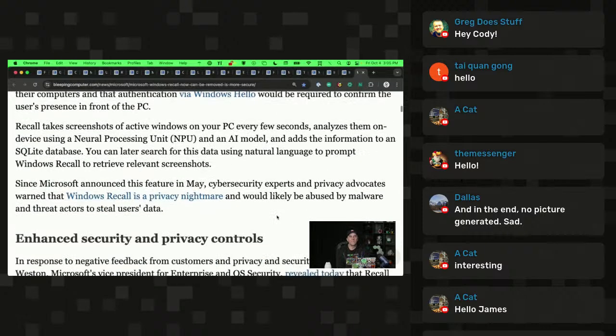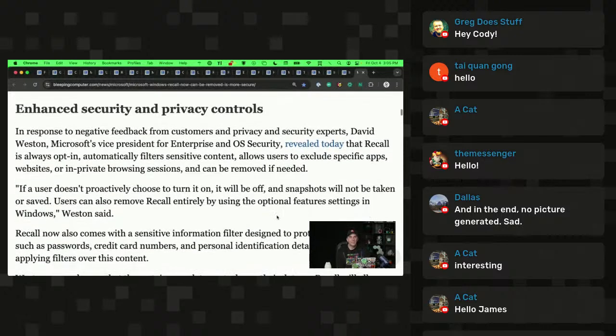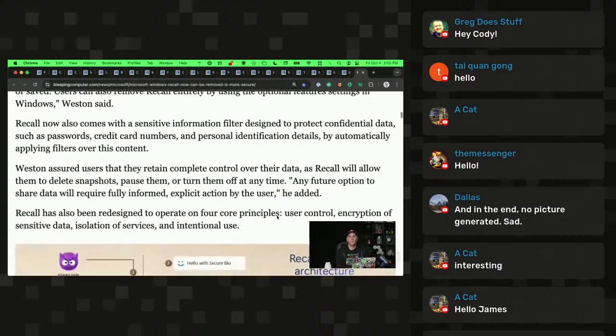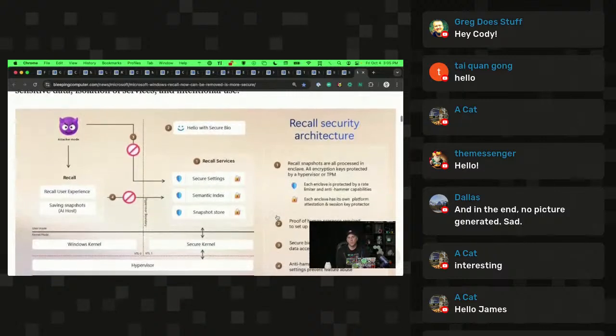They did not want the information going off of the device. They really wanted this information to stay on the computer if it was going to be there at all. So Windows has now made it so you have to opt into this. The information is stored locally. It's encrypted. It requires you to authenticate if you want to access the data.